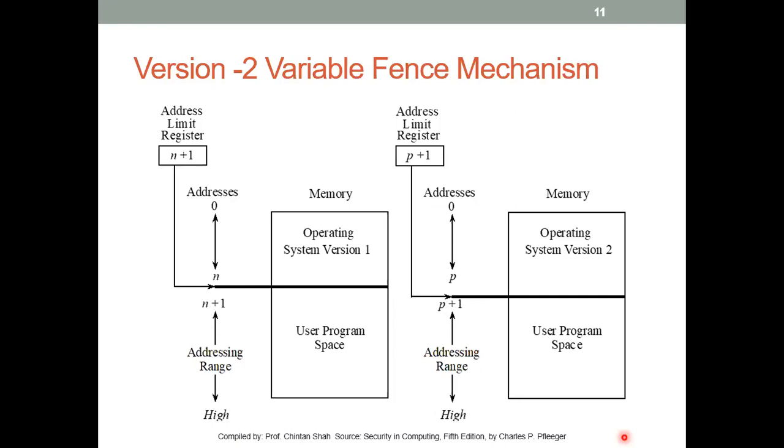which was a fixed fence, while version 2 is based on the variable fence. It tries to overcome the problem by actually moving the pointer. If the OS requires less space, then the pointer is moved and the remaining space is given back to the user program space for running it. Clear? So this is how it actually tries to protect.